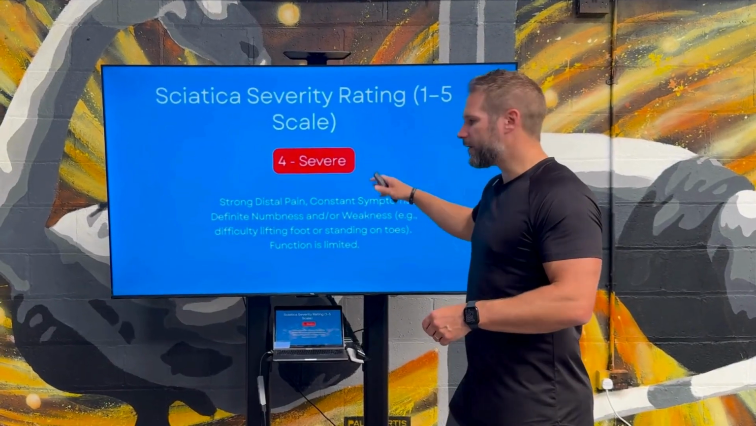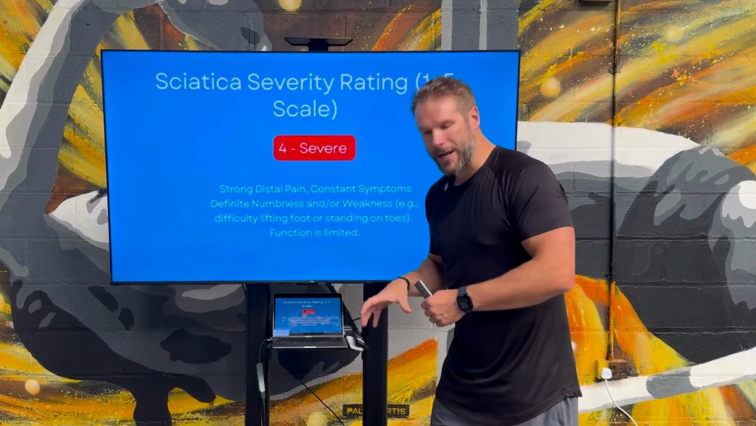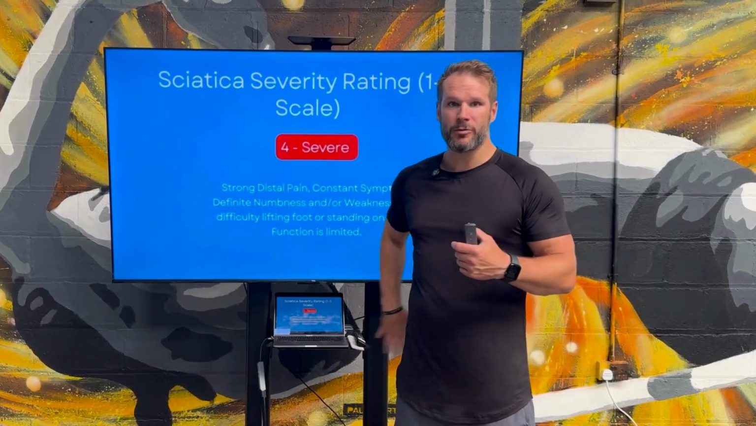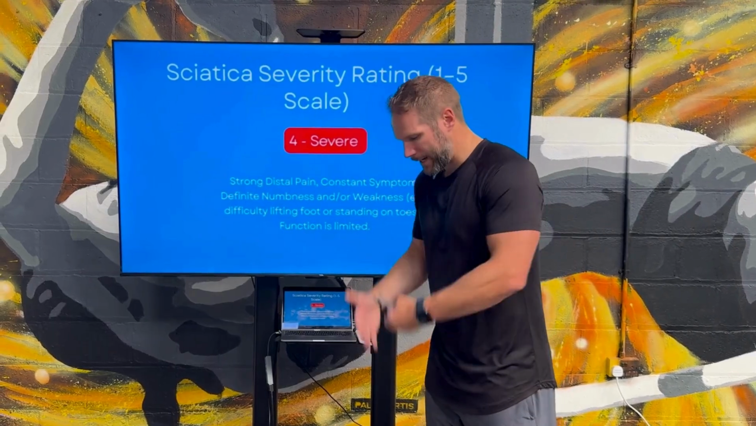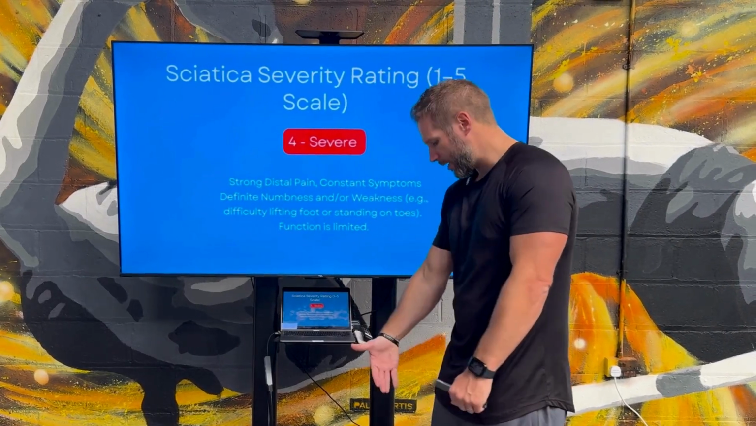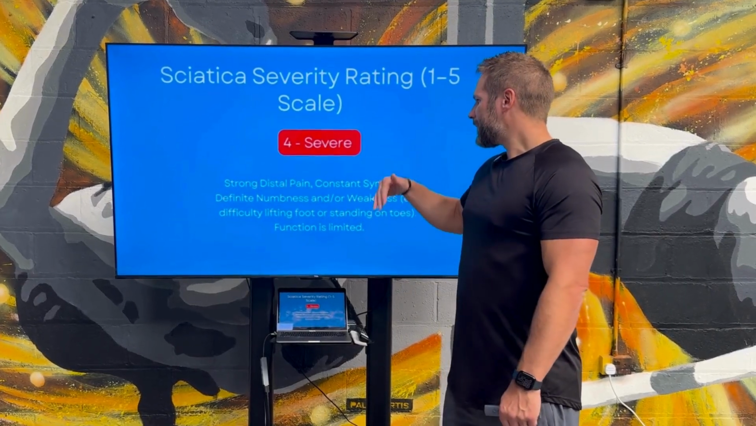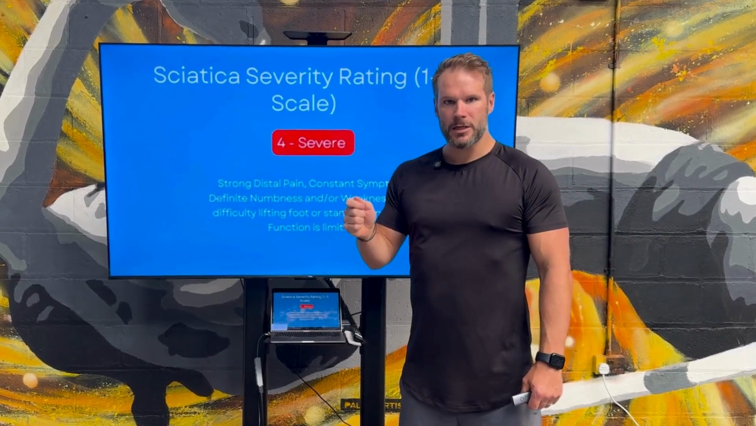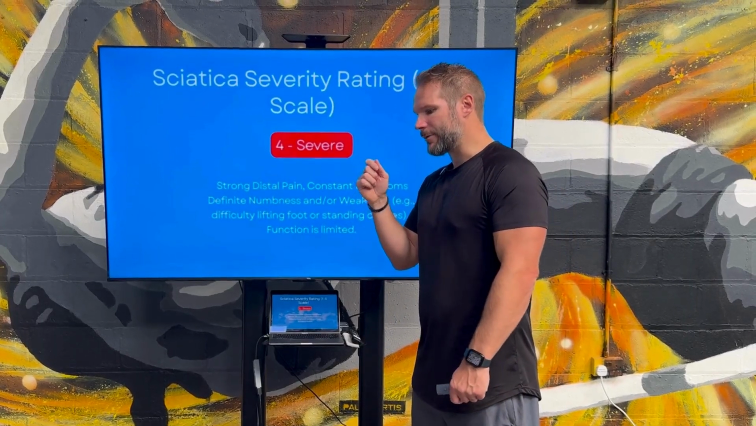So level 4 is severe. So this is strong distal pain. What I mean by that is you're going to get quite significant pain in your foot and lower limb. You may even have less pain around the source of the issue around your lower back and glute. You might have more pain further away from the actual nerve root. Constant symptoms, definitely past the knee. You can definitely feel numbness in your foot. Okay, but you may also get some weakness as well.